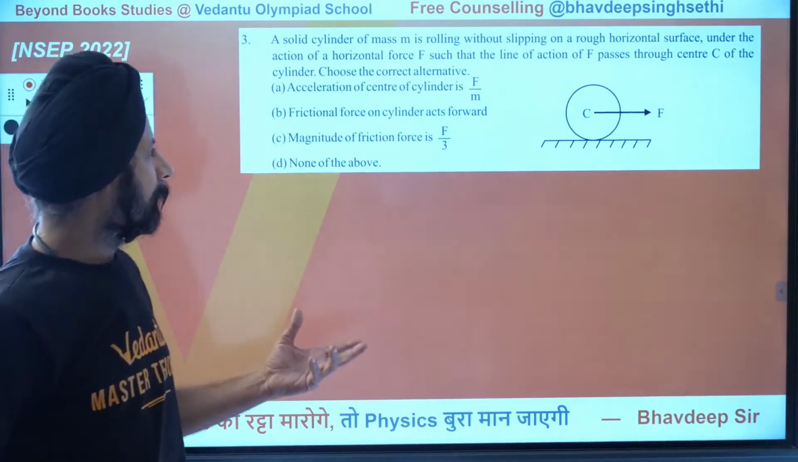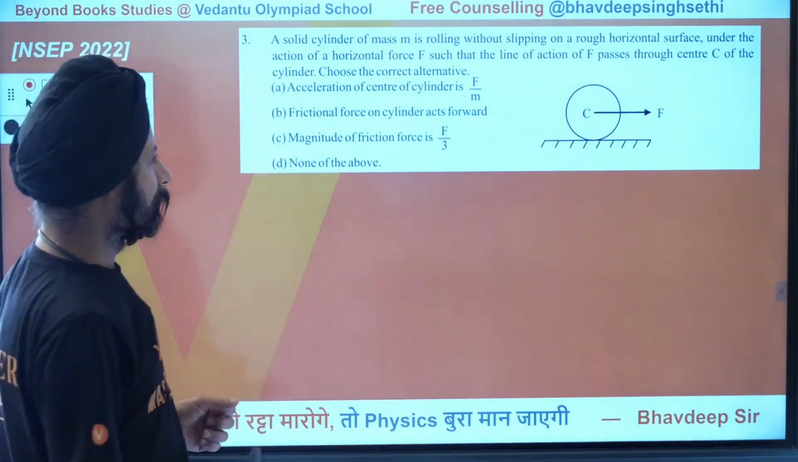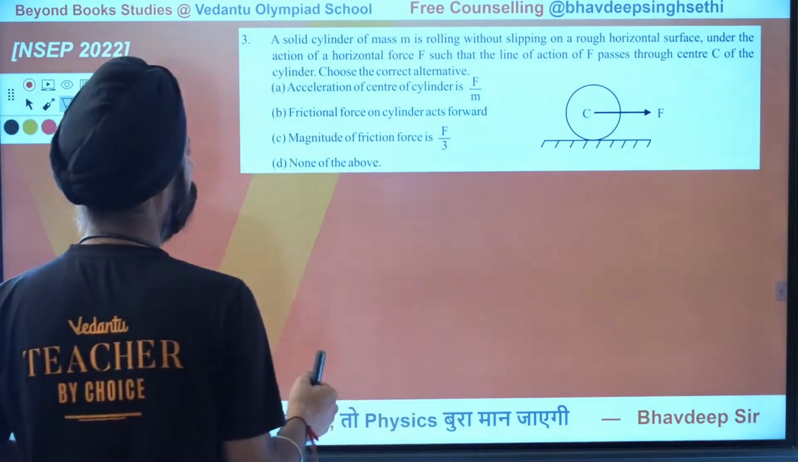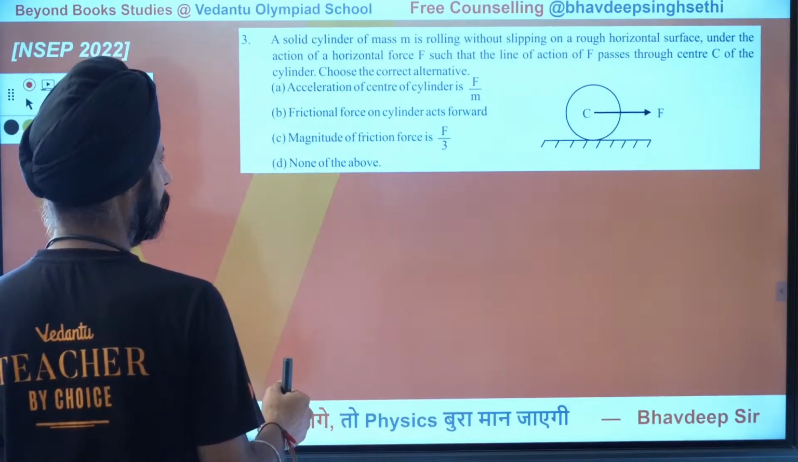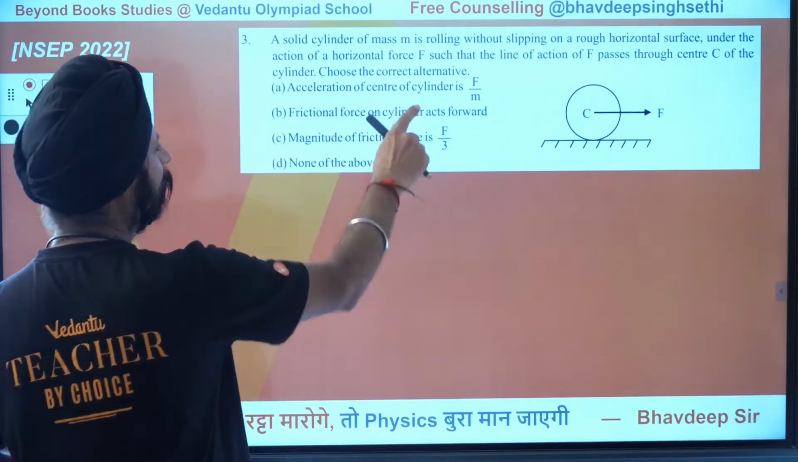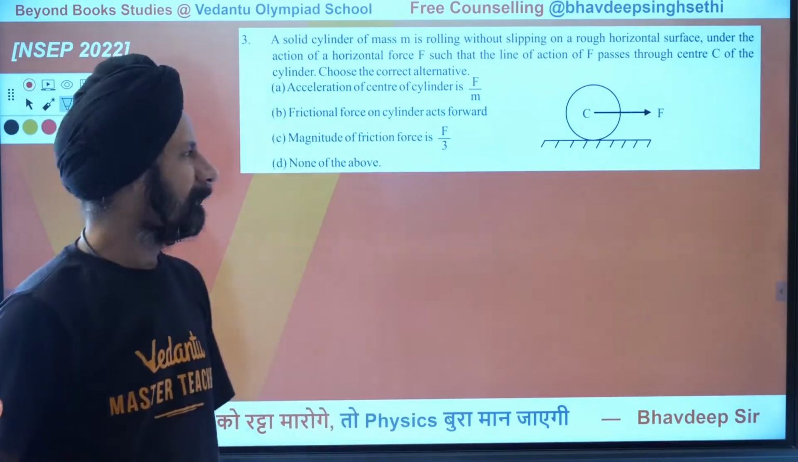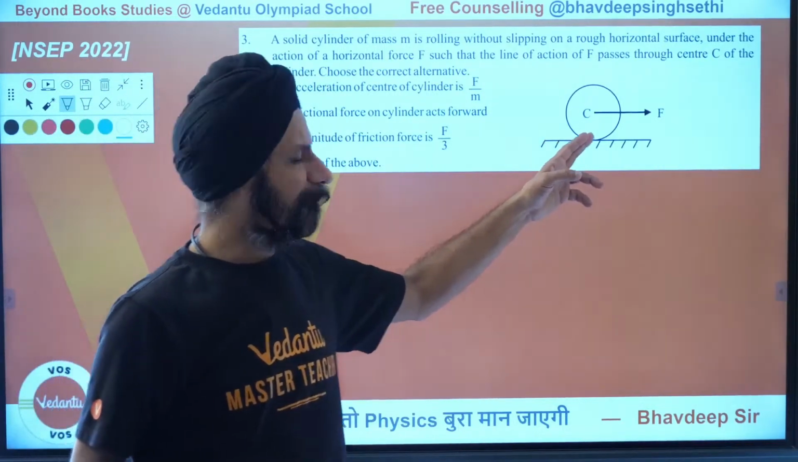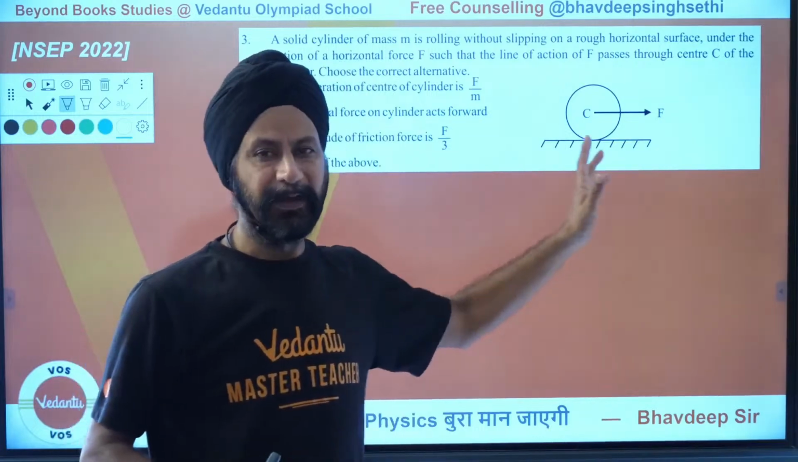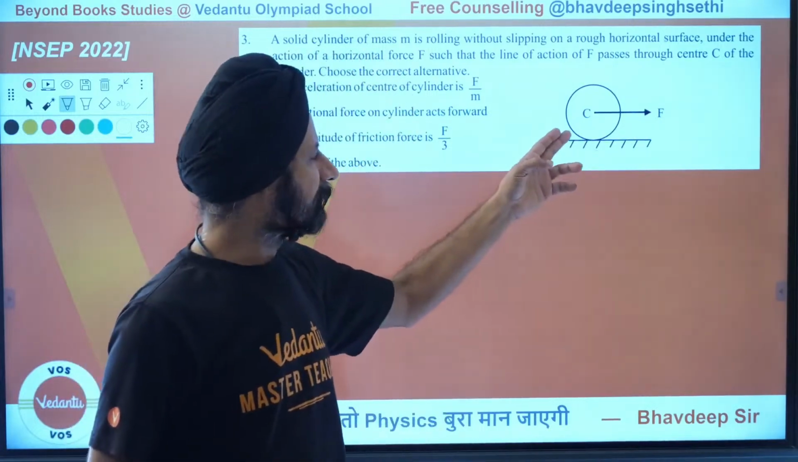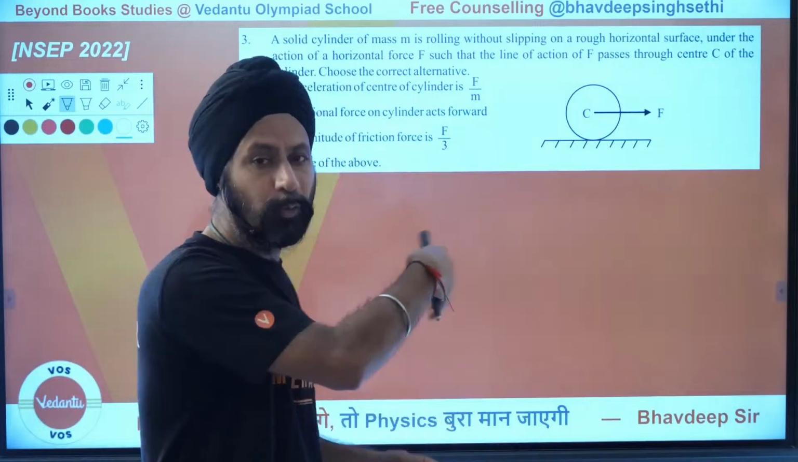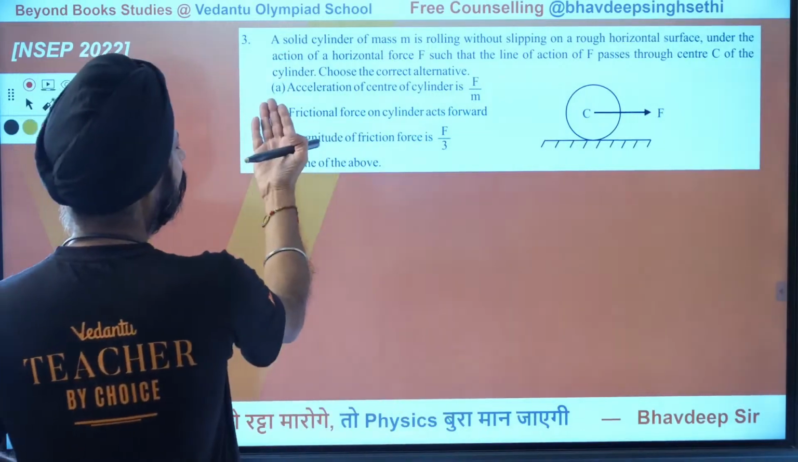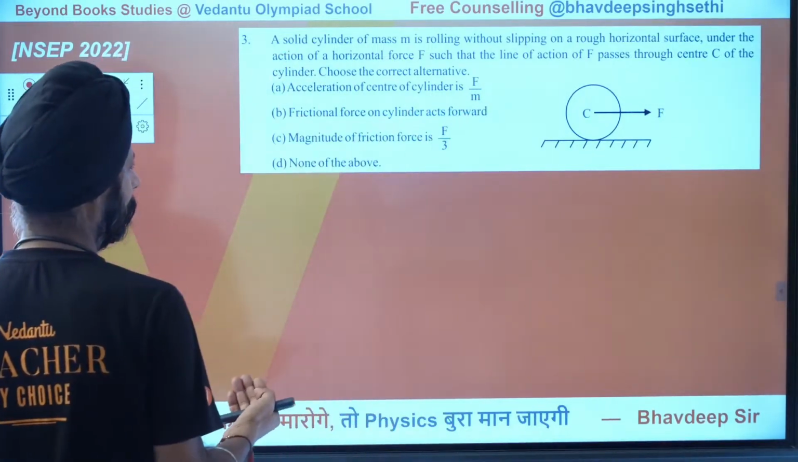Choose the correct alternatives. They're saying the acceleration of the center of the cylinder is F by m. Frictional force on the cylinder acts forward. So the first one is not right, obviously. See, the whole point is, if this were a box and you apply a force F, it will accelerate with F by m. But think about it, some of that is going into rotation also. So you can clearly see the first one is out.